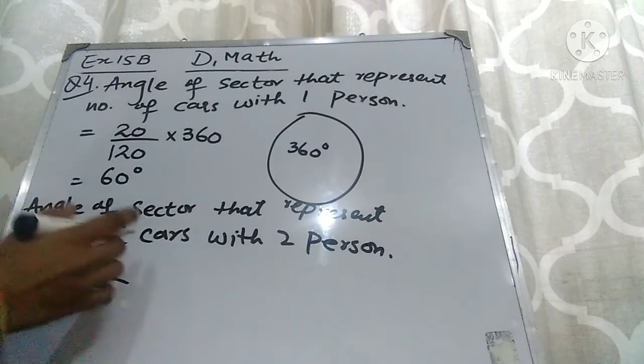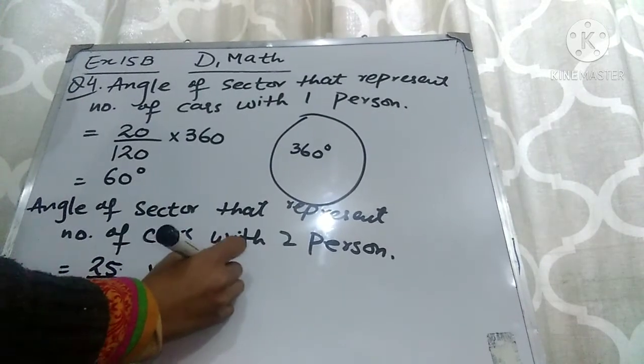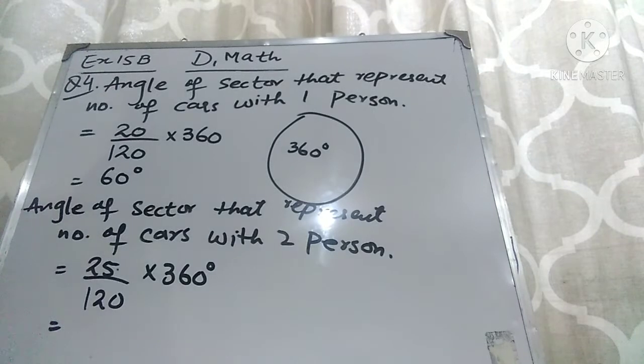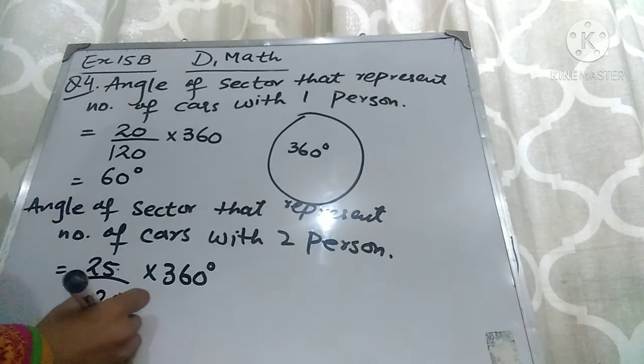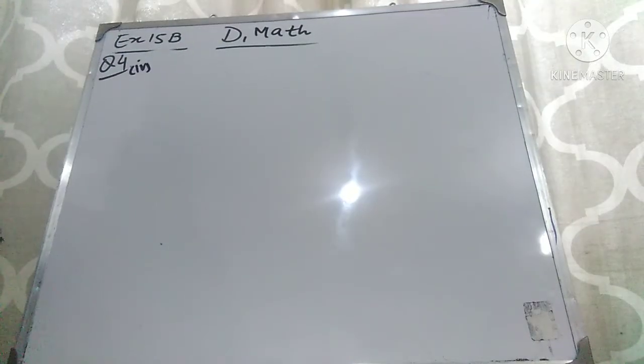So you will divide 25 by total number of cars, which are 120, and you will multiply by 360 degrees. When you will solve it, you will get 25 divided by 120 will be equal to 5/24, and when you will multiply it by 360, you will get 75 degrees. So it is 75 degrees. With the same method, you will find out angle of sectors of all cars. Now you write down that angle of sector.